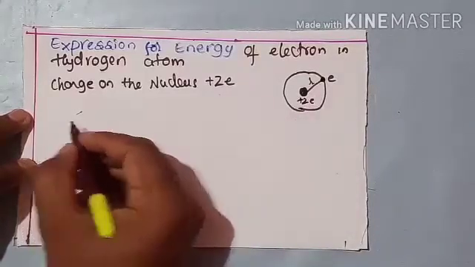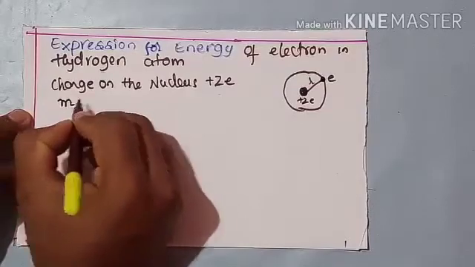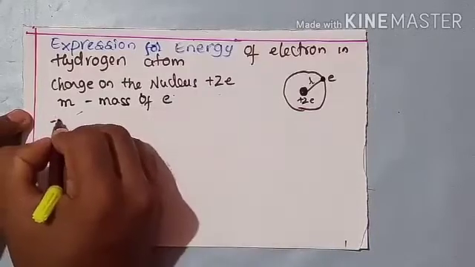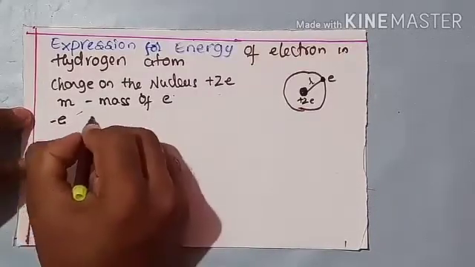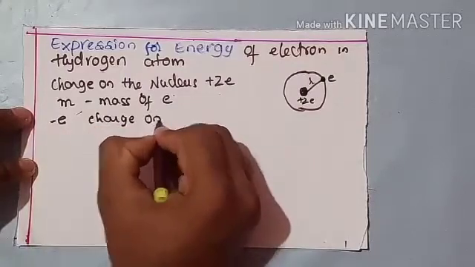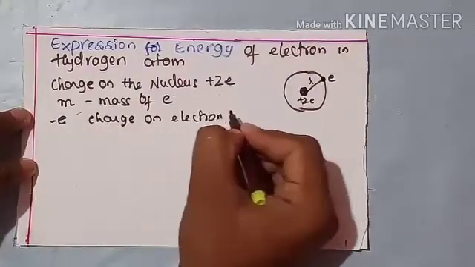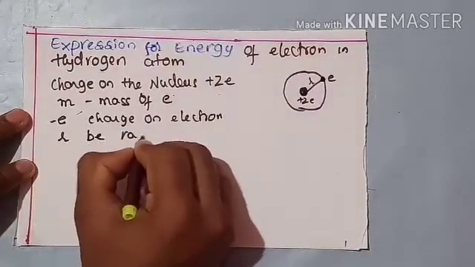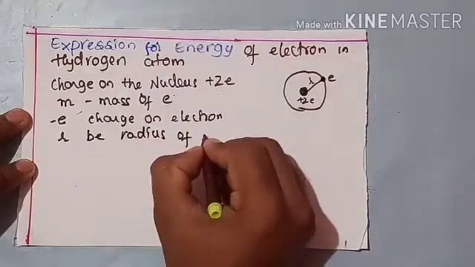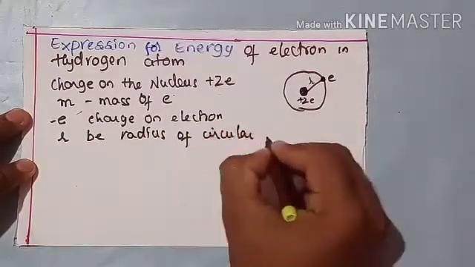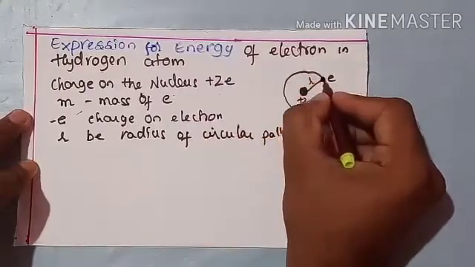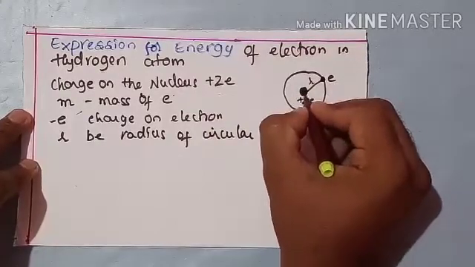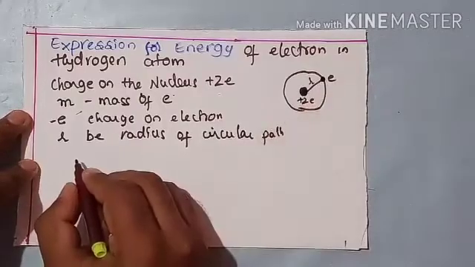Next, the mass of this electron. Let m be the mass of electron and minus e be the charge on the electron. Let r be the radius of the circular path. These electrons are revolving in a circular path around the nucleus like the planets revolving around the sun. Therefore this radius we are taking as r.